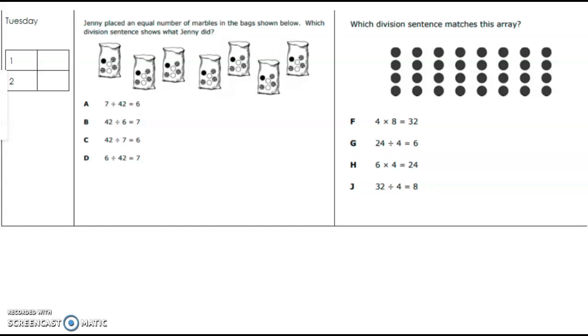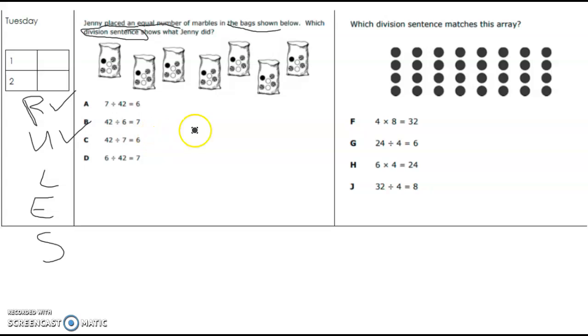So this is a word problem, so we want to be sure to write our rules, R-U-L-E-S. So we read it. Now let's underline. So we know that she has an equal number of marbles in the bags. And we want to find the division sentence. So now we're going to make our strip diagram and label it.